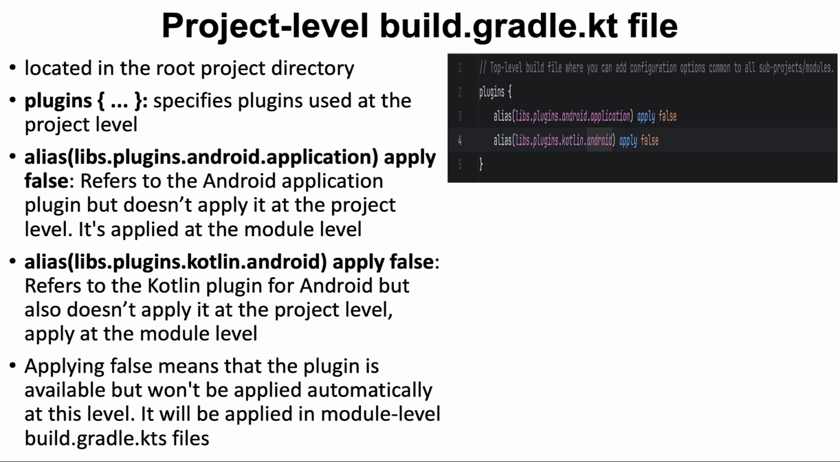Applying false means that the plugin is available but won't be applied automatically at this level. It will be applied in module-level build.gradle.kts files. This is about the project-level build.gradle.kts file. We move to the next Gradle build file in Android.